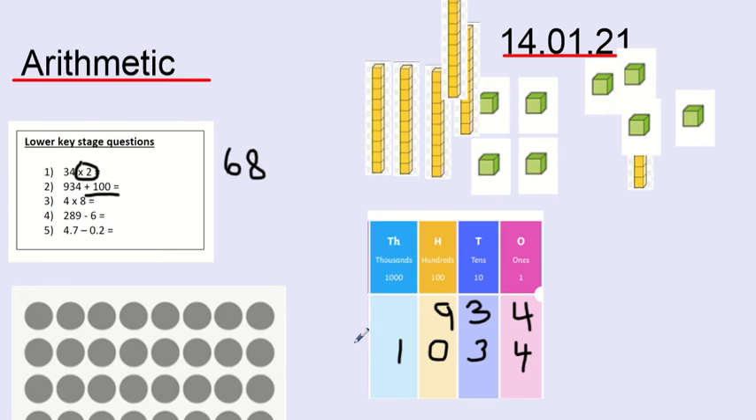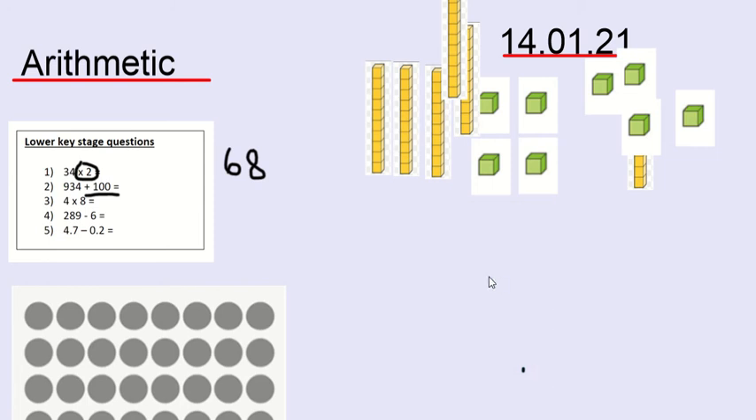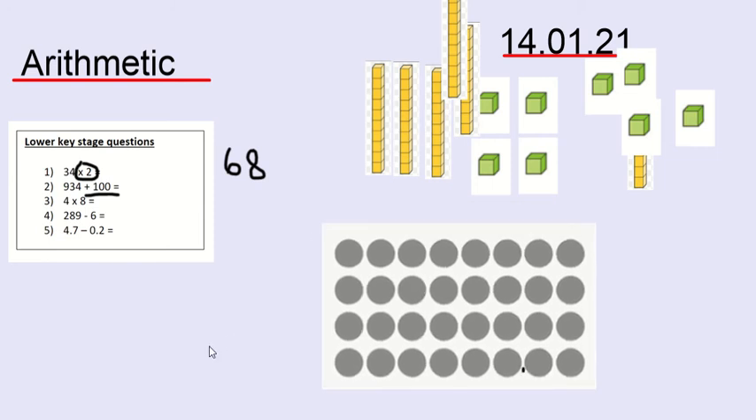So the answer for number 2 is 1,034. Okay, let's have a look then at question number 3. 4 times 8. Now again, if you struggle with your times tables, we've got some methods, haven't we? And grown-ups at home might not be familiar with this, but we call this an array.